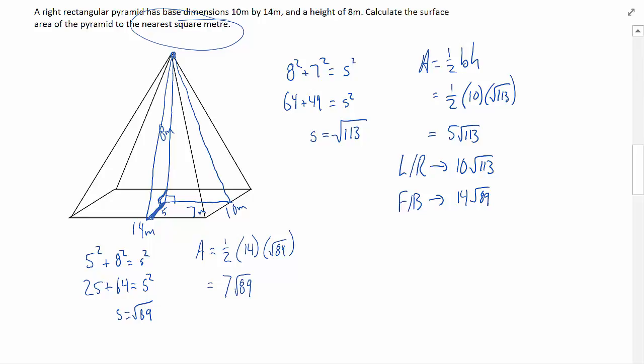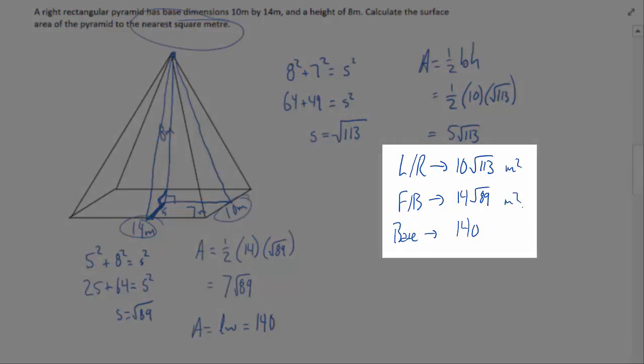Now, to complete this and get the area of everything, we also need the area of the base, which is, of course, a rectangle of dimensions 10 by 14. We know that the area of a rectangle is length times width, so this is going to be simply 10 times 14. That's 140 square meters. All of these units here, square meters.